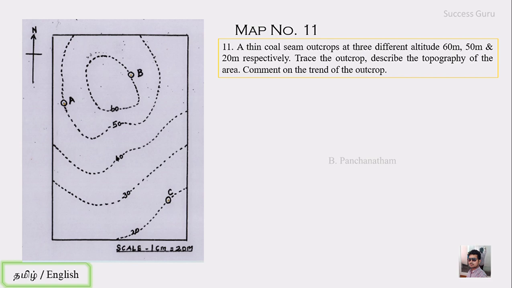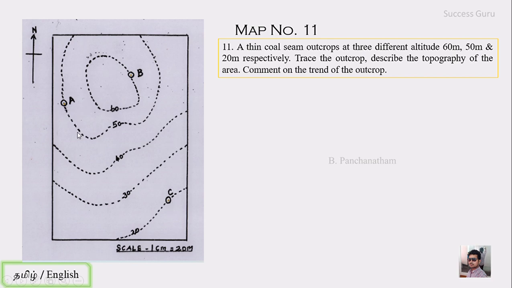So the question is quite different from the earlier one, right? You have the same kind of outcrop in three different locations, that is, at three different heights. We used to call it a 3 point problem, which means we have to solve it only with these 3 points. That is why we call it a 3 point problem. You have a point A which is at 50 meter, a point B which is at 60 meter, and a point C that is at 20 meter.